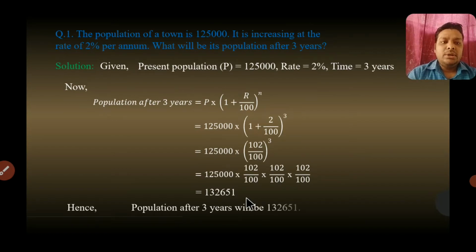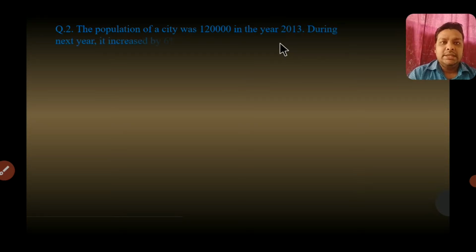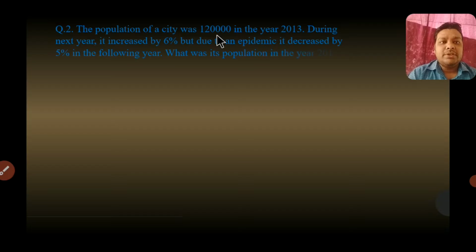Okay, so now like this we can find it. Now let's move to the next question, and in this question the population of a city is decreasing. You can see here, not decreasing we can say, it is at first 1,20,000 in the year 2013. Now during the next year, it means in 2014, it is increased by 6%.